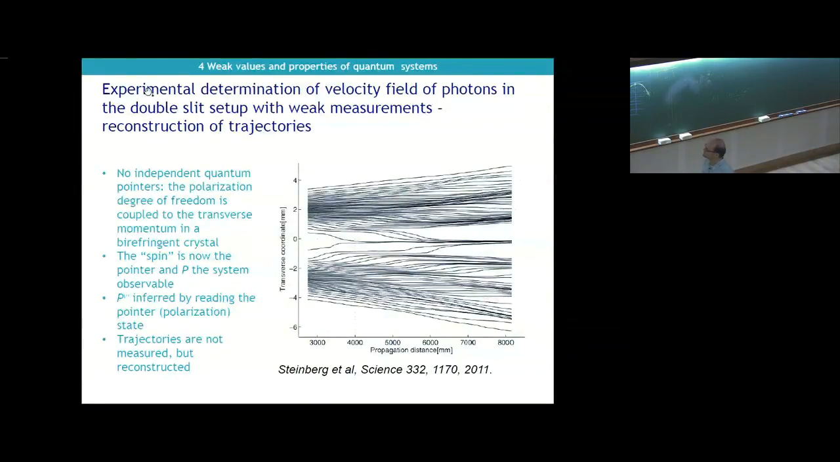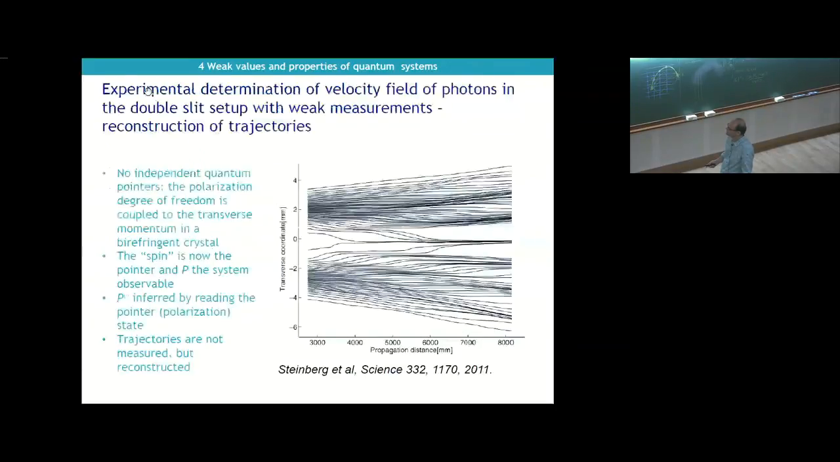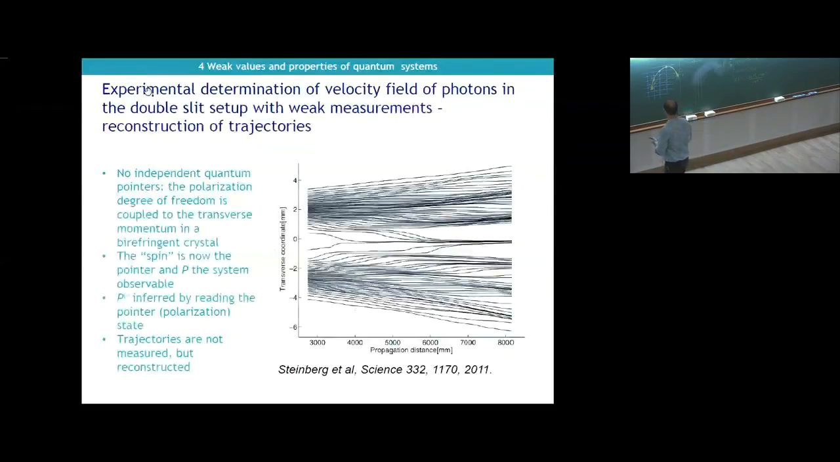So the thing is that I'm afraid I cannot show you, I don't have the pictures. Because now, if we made sequential weak measurements of the position, we saw that we could get classical trajectories. And if we make weak measurements of the momentum, we have a velocity field, which is consistent with Bohmian trajectories.